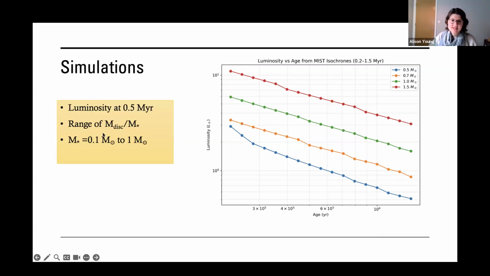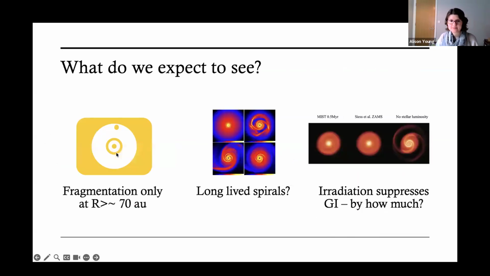We test a range of disk to star mass ratios, and we test these low mass stars between 0.1 and 1 solar masses. We note that the stars are still accreting at this point, so that will not necessarily be their final mass. So from previous theory, we expect fragmentation to occur only at larger radii beyond 70 AU, and that's because that's where the disk can cool efficiently to generate these fragments.